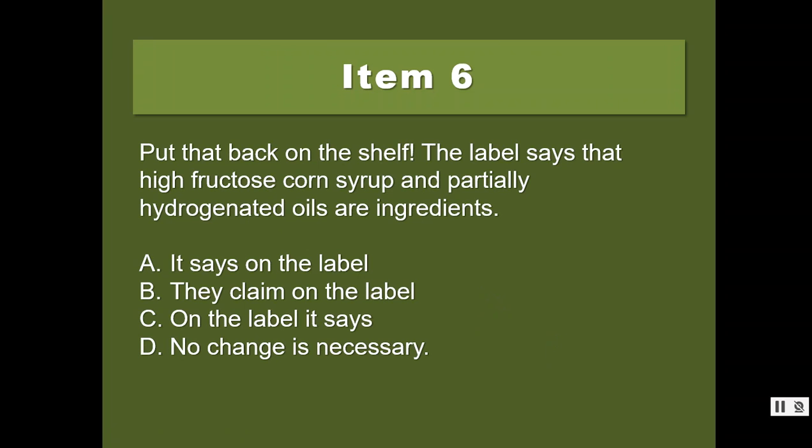And then how about this one? Put that back on the shelf. The label says that high fructose corn syrup and partially hydrogenated oils are ingredients. So the label says, I don't have a pronoun reference problem at all. I have a noun and then I have a verb. So no change is necessary.